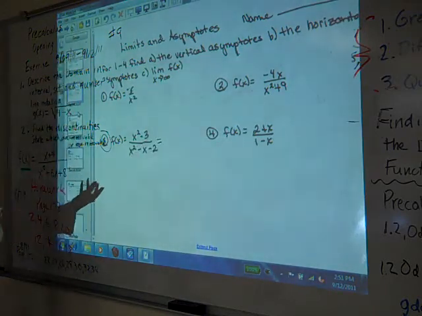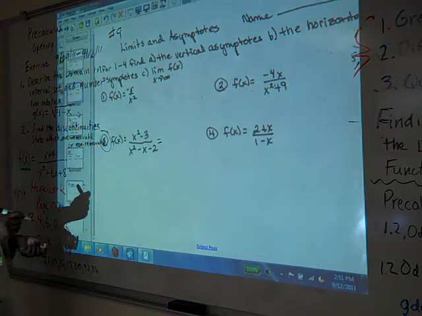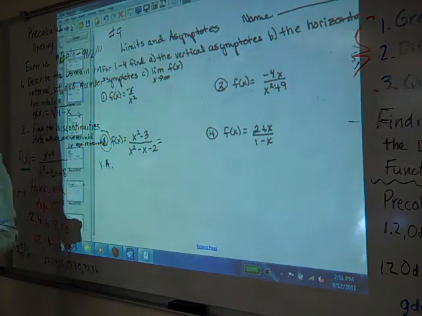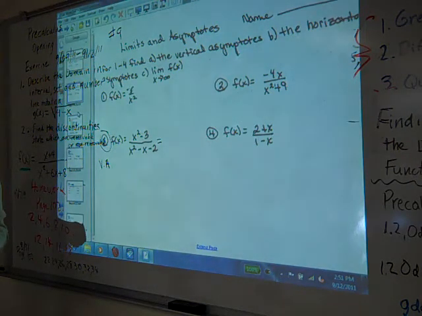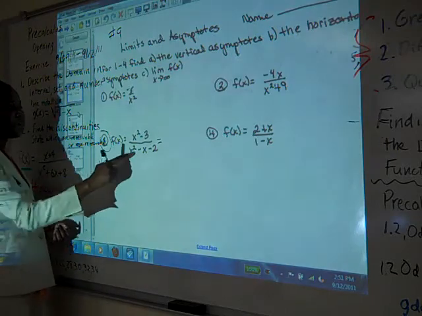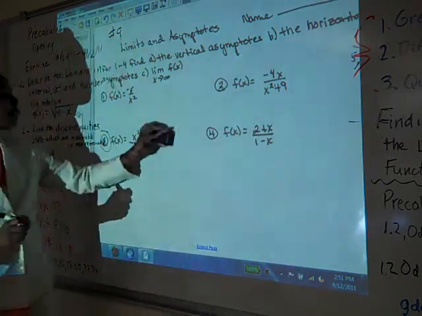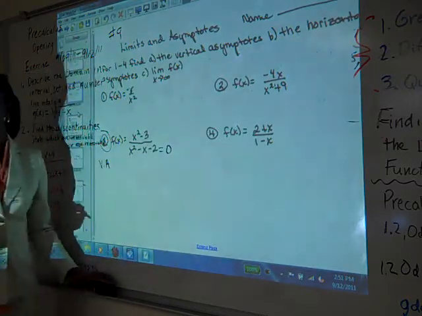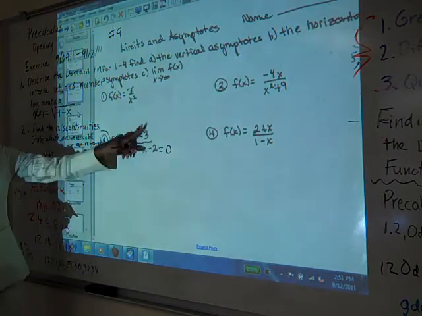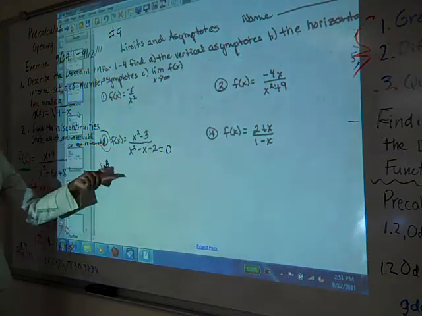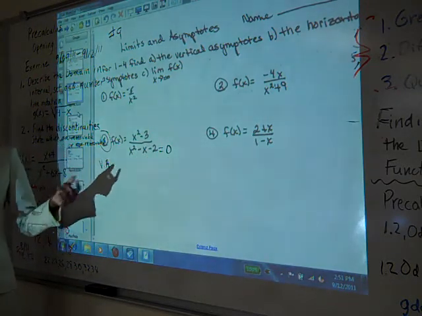So now we can go to our vertical asymptote part. And how do we find vertical asymptotes? Denominator equals 0. The denominator. So I'm going to rewrite just the denominator because I know sometimes you all have a habit of writing the whole fraction over 0. I'll tell you why I don't like that. Because it makes it seem like the whole thing is equal to 0. So I want you to write the denominator by itself and then set it equal to 0.